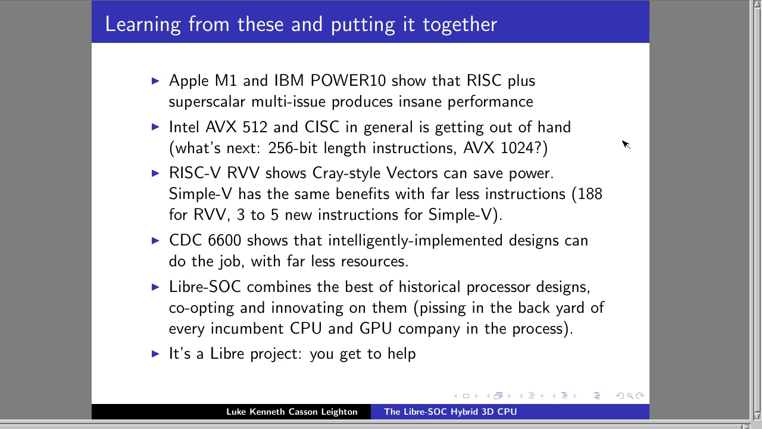The CDC 6600 shows that intelligently implemented designs can do the job with far fewer resources consumed, both in development and when it's actually in production. So, Libre-SOC combines the best of historical processor designs, co-opting and innovating on them, and pissing in the backyard of every incumbent CPU and GPU company in the process. It's a Libre project, so you get to help do that.